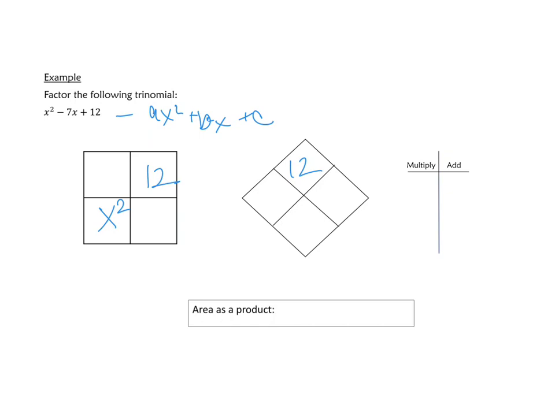Our b term is negative 7. All right, we're looking for two numbers that multiply together equal positive 12, but added together equal negative 7. The only way we can have a positive product and a negative sum is if both terms are negative. Negative times a negative equals a positive, but of course added together they would still be negative.